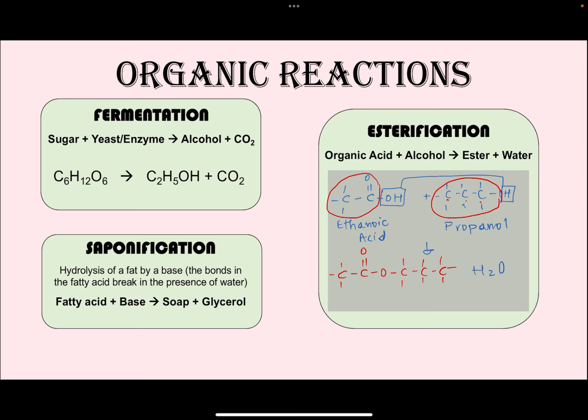When we have to name this, remember that this part is coming from the organic acid, and the prefix for the organic acid was eth. So this is going to be eth, and because it's the double bonded part, we were ending that with anoate. So that's going to be ethanoate. And then the part with the single bond should have the same prefix as the alcohol because it's coming from the alcohol. So that's going to be propyl. So this one is propyl ethanoate.